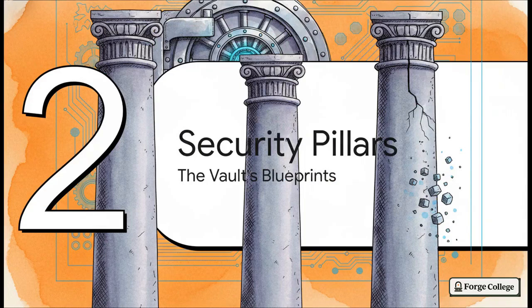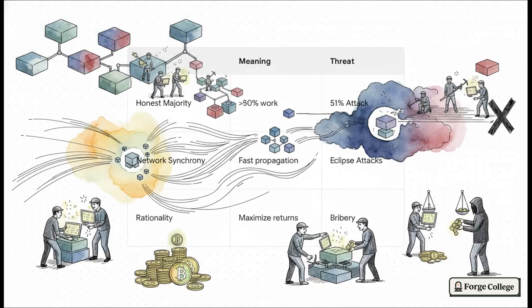Section 2. The 3 security pillars, or the vault's blueprints. To really understand how secure this massive decentralized bank vault is, we have got to look at the 3 pillars holding the roof up. Think of these as the implicit rules of the game. First up, we need an honest majority. That just means honest nodes are producing more than 50% of the computational work. Second is network synchrony, which is honestly just a fancy way of saying blocks propagate across the globe really fast. And third, economic rationality. We assume miners are logical actors who just want to maximize their financial returns. If even one of these pillars cracks, well, the whole system gets pretty wobbly.